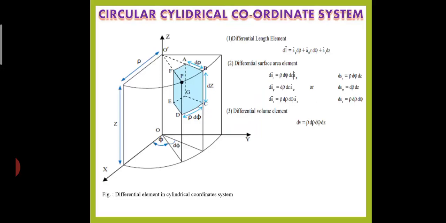Here are the other important equations. First, the differential length element is dl is equal to a rho d rho plus a phi r d phi plus az dz, and second is the differential surface area elements, third one is the differential volume element.